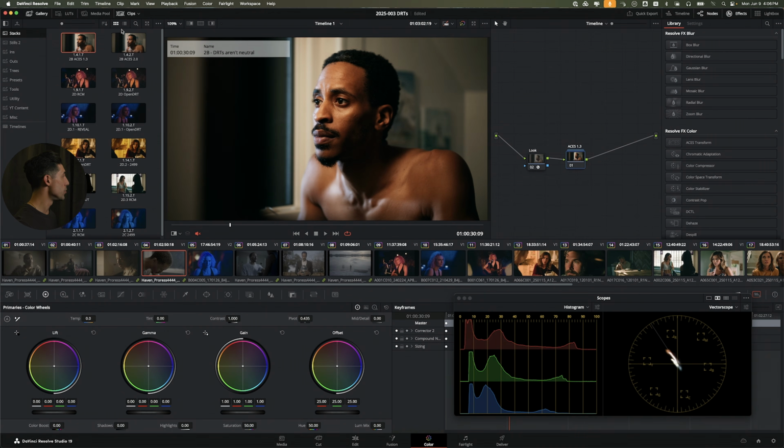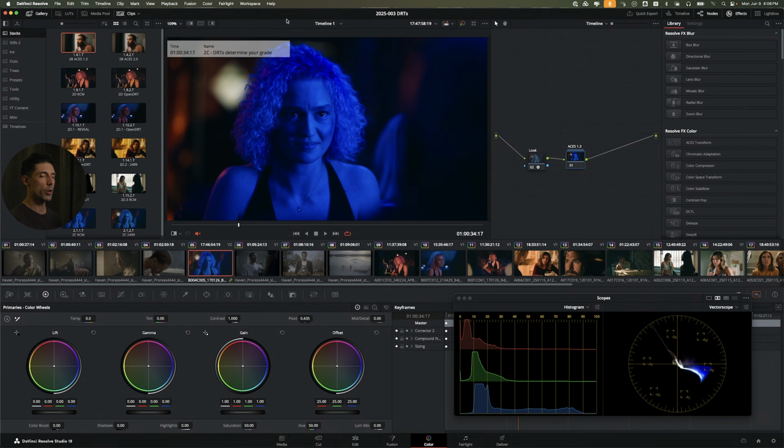So that's number 2. DRTs are not neutral. They're not just technical. There's more to them than that. Here's what's next. DRTs determine your grade. So let's actually look at 2 other DRTs now.